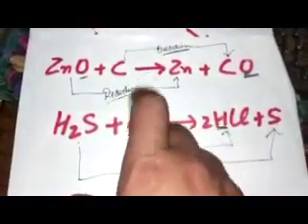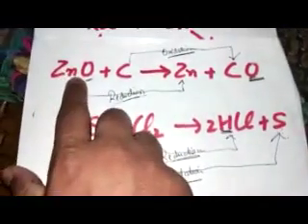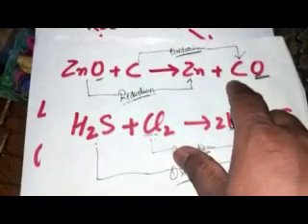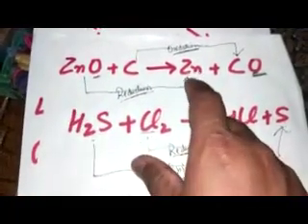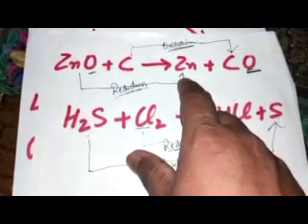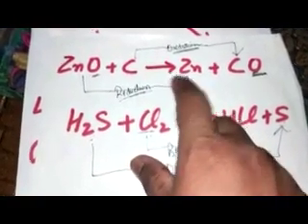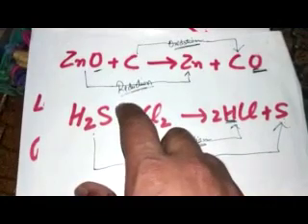First of all, divide this equation into two half partial equations. First, from zinc oxide to zinc, and second, from carbon to carbon monoxide. Here we will see that zinc oxide has lost oxygen during the reaction in order to form zinc. So it is an example of reduction.